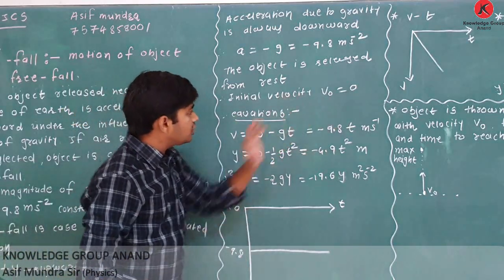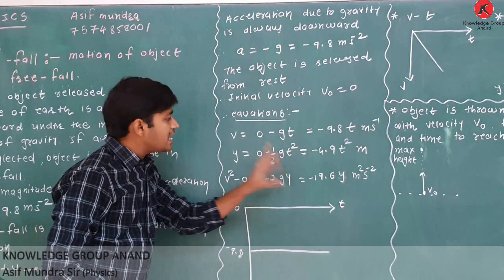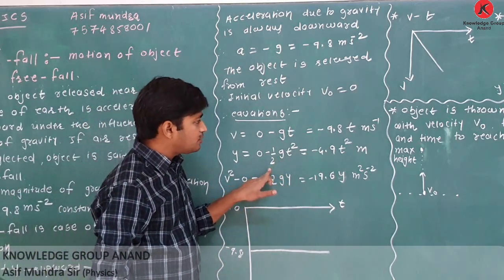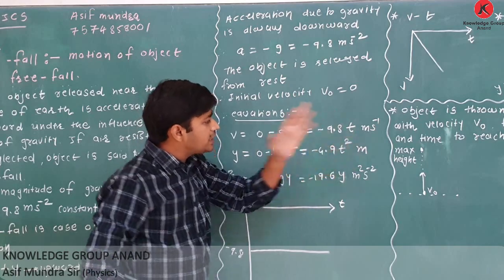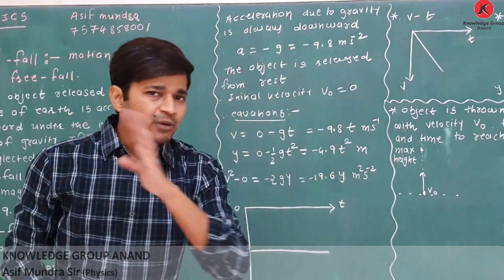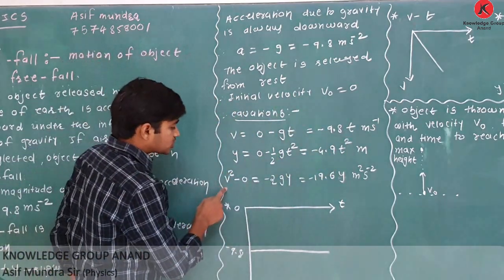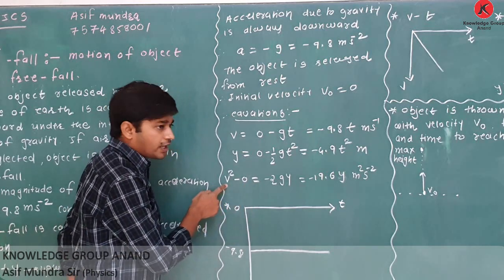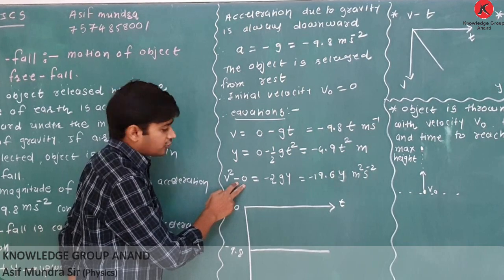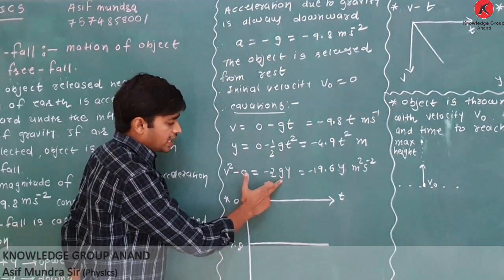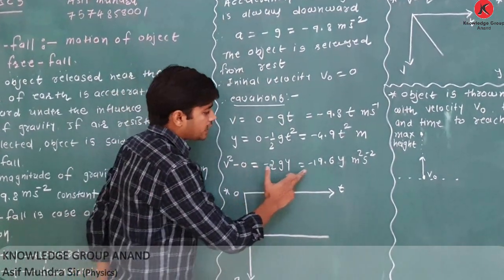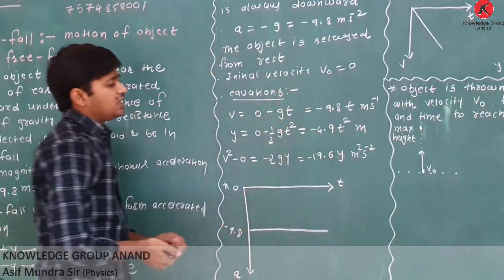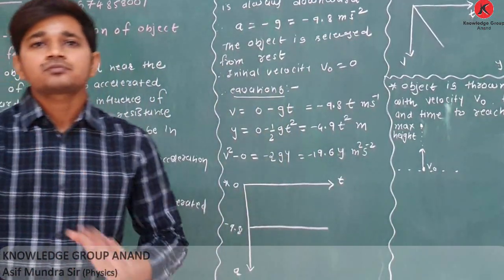But initial velocity is 0, and you have to replace a by minus g. So you will get h = 9.8/2 t minus 4.9 t squared. Now last equation, v squared minus v0 squared is equal to 2ax. Initial velocity v0 is 0, so v squared is equal to 2, and a is replaced by minus g, y. So 9.8 into 2, it is 19.6 y meter squared per second squared.